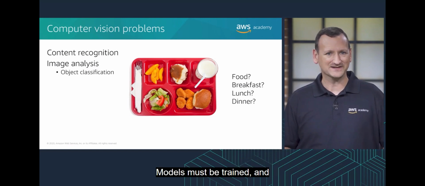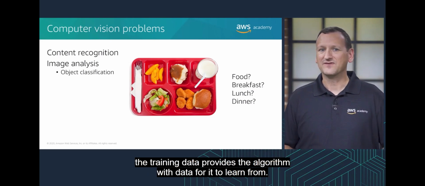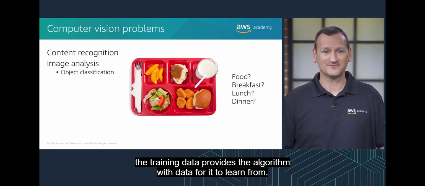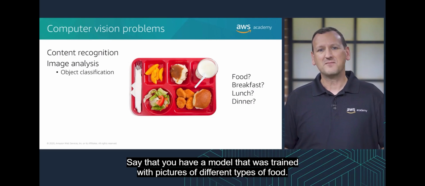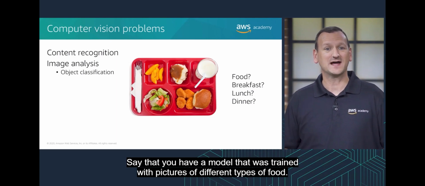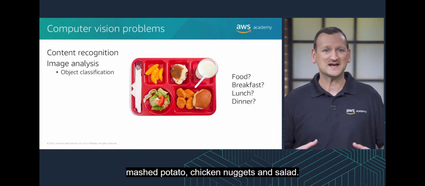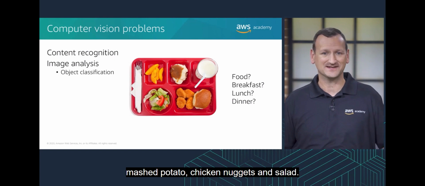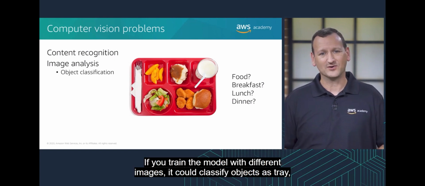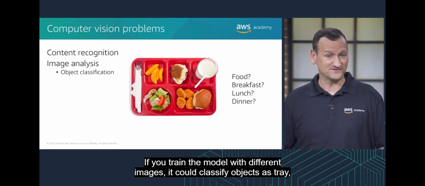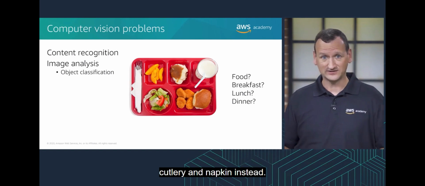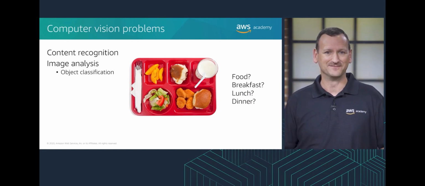Models must be trained, and the training data provides the algorithm with data for it to learn from. Say that you have a model that was trained with pictures of different types of food. You might expect the image to output categories such as milk, peaches, mashed potato, chicken nuggets, and salad. If you trained the model with different images, it could classify objects as tray, cutlery, and napkin instead.